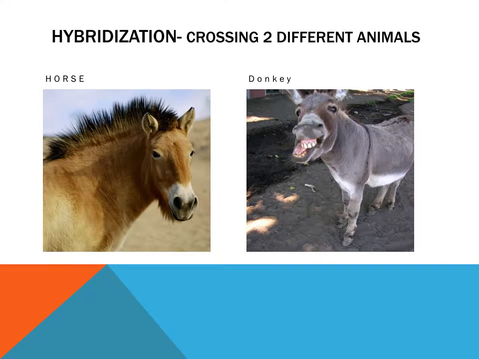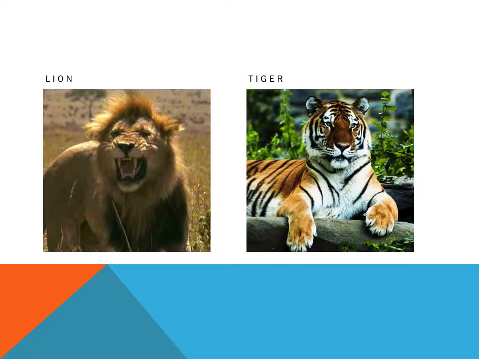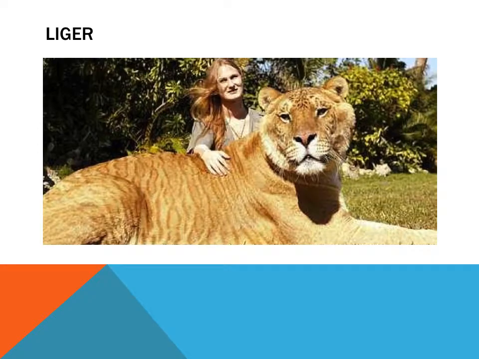An example of hybridization is when you reproduce a horse with a donkey. What do you get? You get a mule. Now a mule is neither a horse nor a donkey, and it's not even a species on its own. It's a hybrid of two different species. Same thing as when you reproduce a lion and a tiger. A lion is one species and a tiger is one species. The liger is the hybrid of those two species.